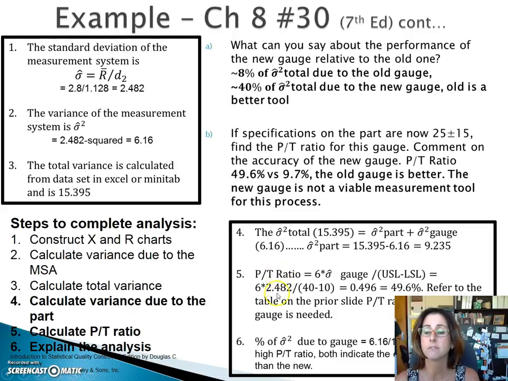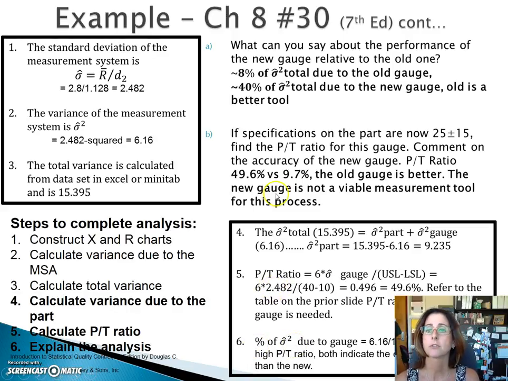So this is of the new gauge. This is telling us that the new gauge is not sufficient because the precision tolerance ratio is greater than 30%, and so it is not going to work out. But let's go through these first, and then calculate the PT ratio. Okay, so that's what we just did.